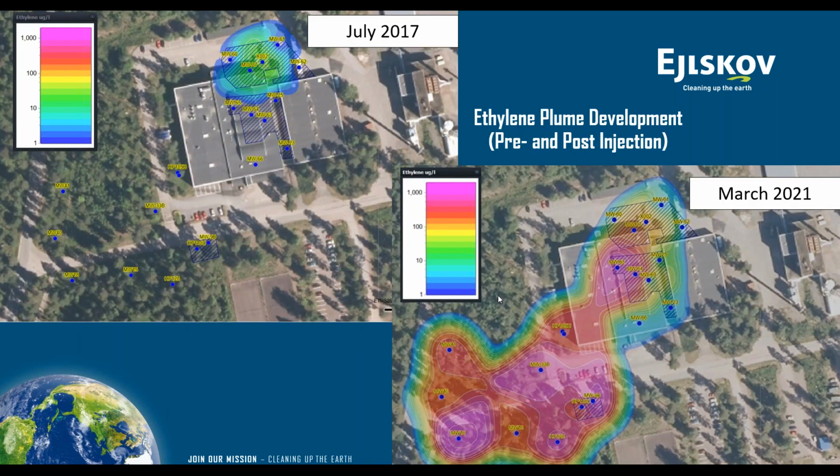The next slide shows us instead the conditions of the ethylene that have developed from pre-injection to post-injection. In this case, the reason why we started looking at July 2017 is simply because in May 2017 there was absolutely no ethylene detected, so this map would have been just blank. So we just put something that shows the initial effects of the injections. And here we can see the effect of the treatment in terms of ethylene generation in March 2021.